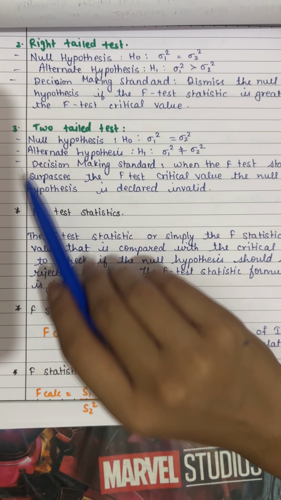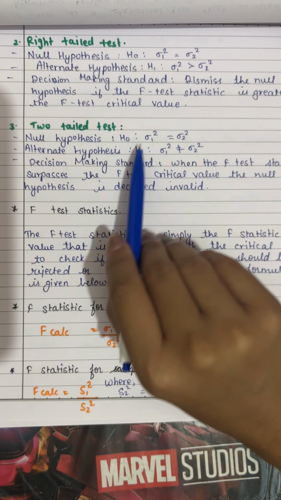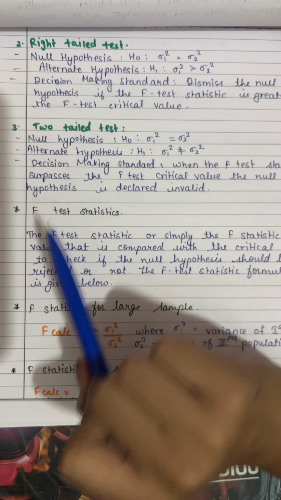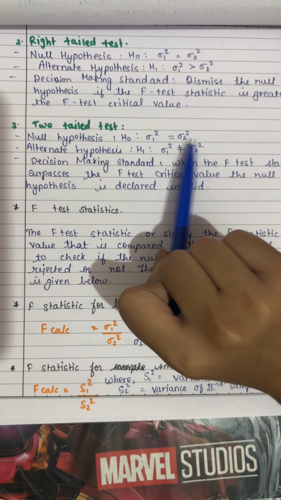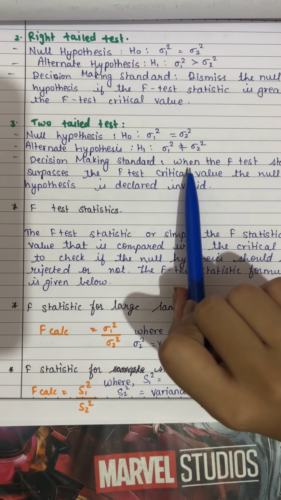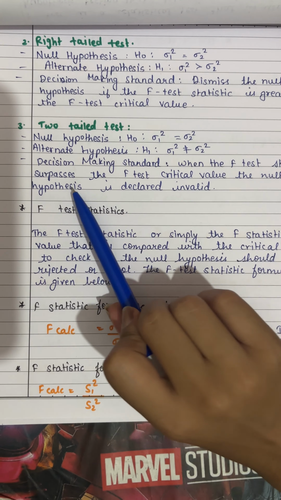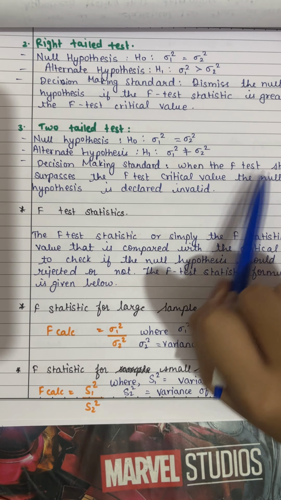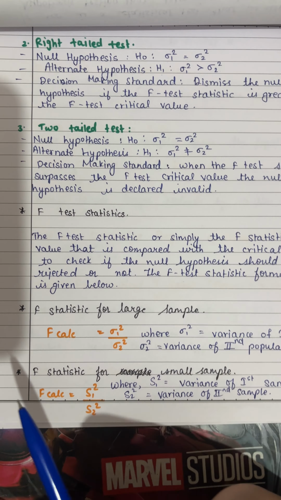Then two tail test, null hypothesis the same, sigma 1 square is equal to sigma 2 square. Then the alternate hypothesis will be sigma 1 square not equal to sigma 2 square, where the decision making standard can be said as: when the F test statistic surpasses the F test critical value, the null hypothesis is declared invalid.